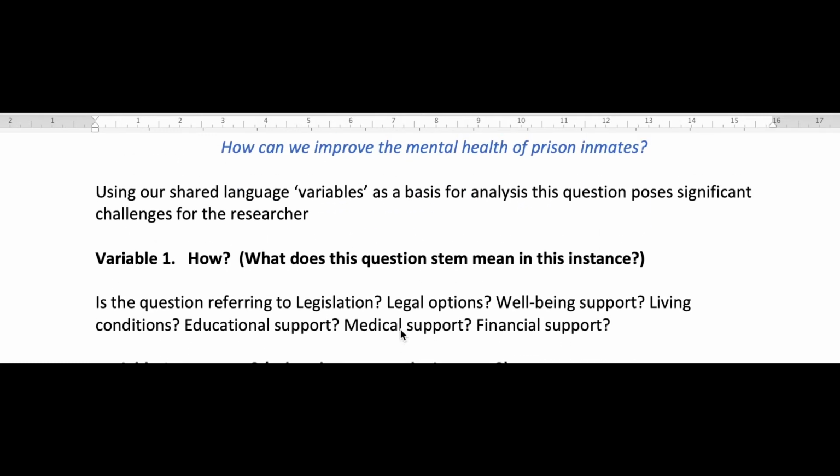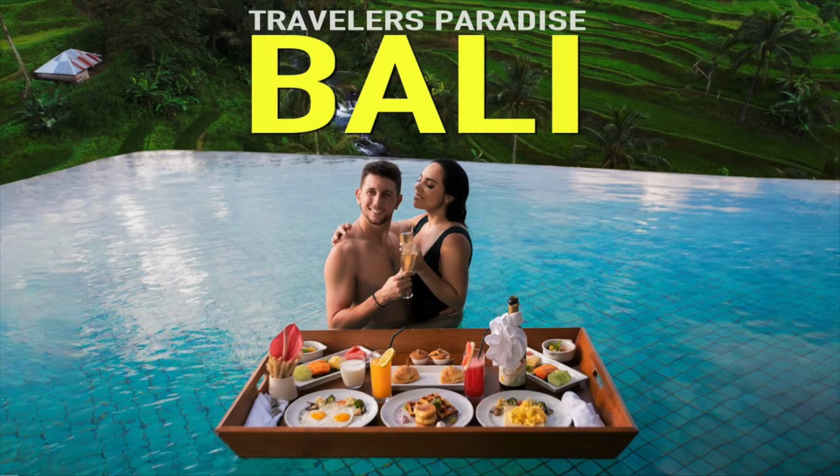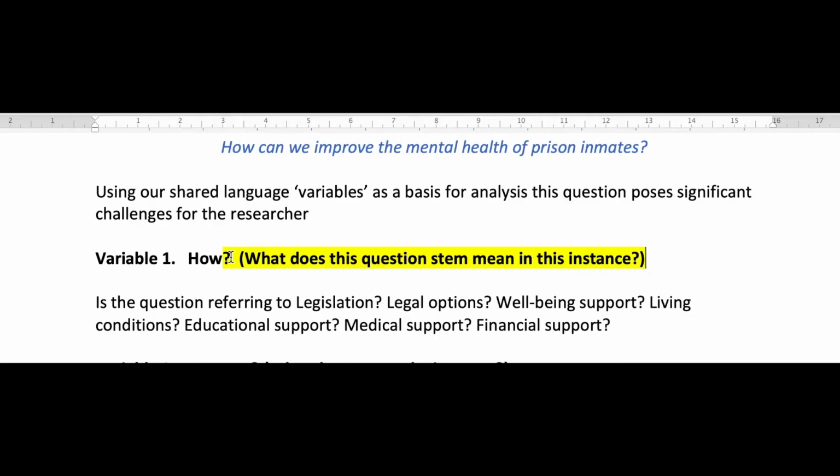Although this is the question stem, we really are asking ourselves, what on earth does the question stem mean in this instance? If we fail to restrict the notion of how, we can be led down a really unclear path. Example would be, I could perhaps improve the mental health of prison inmates simply by setting them free or taking them on a holiday to Bali. The how has no limit.